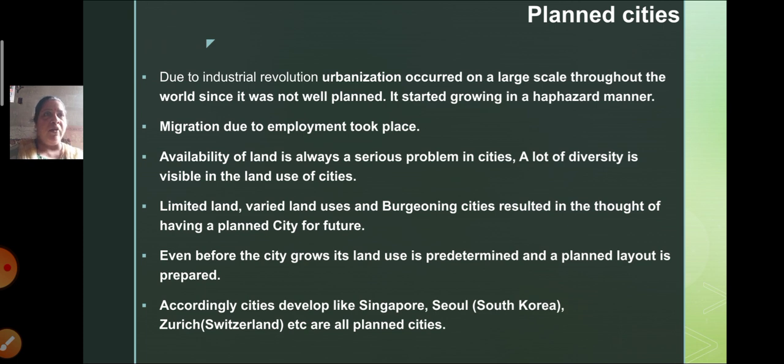What was the reason for coming out with this idea of planned cities? It was because of the migrations that were taking place. Because of the industrial revolution, urbanization took place, and because of this the city started growing in a haphazard manner. To stop all these things and to make maximum use of the limited land, the cities were planned out. That is called planned cities.